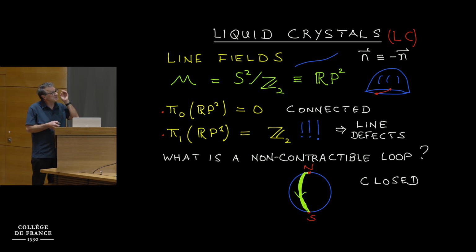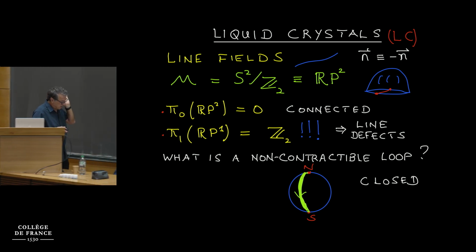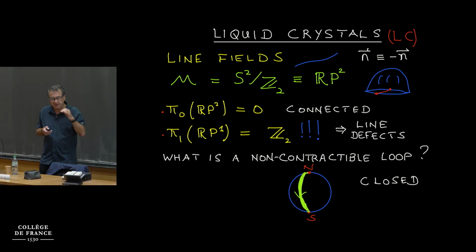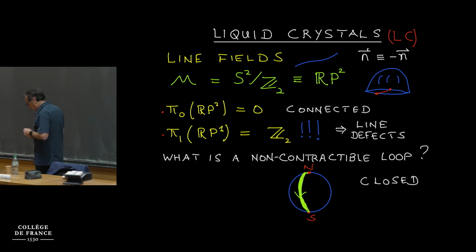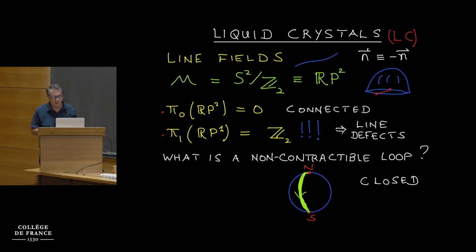So that's how RP2, governing ordered liquid crystalline phases in 3D, is not simply connected. That means it has pi1 defects. Great. More structure than a ferromagnet.